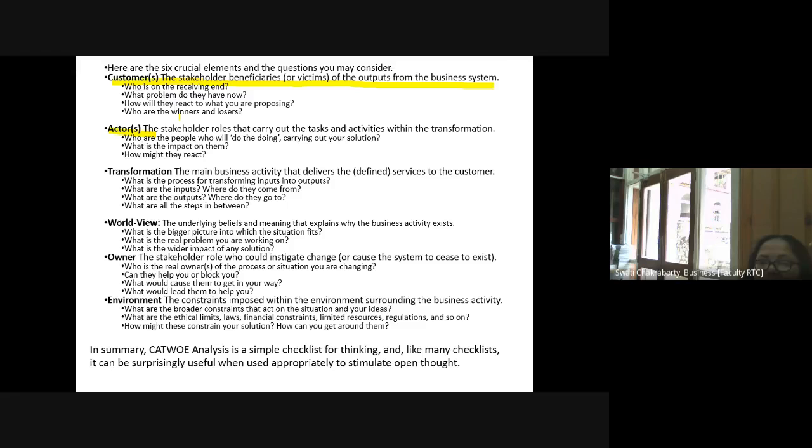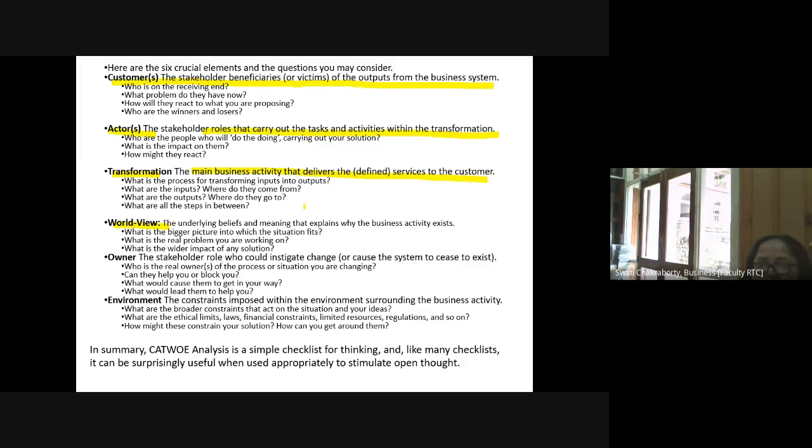A stands for actors. These are the stakeholder roles who carry out the tasks and activities within the transformation. That is, who are the people who will be carrying out your solution, what is the impact on them, how might they react. T stands for transformation, which is the main business activity that delivers the services to the customer. What is the process of transforming inputs into outputs? What are the inputs? Where do they come from? What are the outputs? Where do they go? What are all the steps in between?